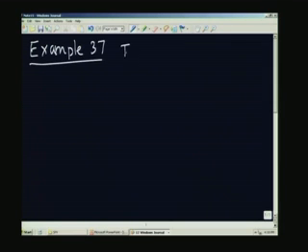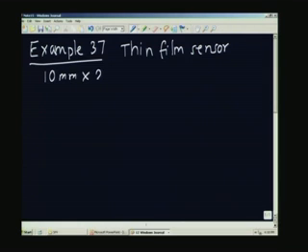So, I will work out the numbers. We have this example 37, thin film sensor. The platinum has got a length of 10 millimeters by 2 millimeters. This is the length and this is the width, multiplied by 0.01 millimeter, this is your delta.